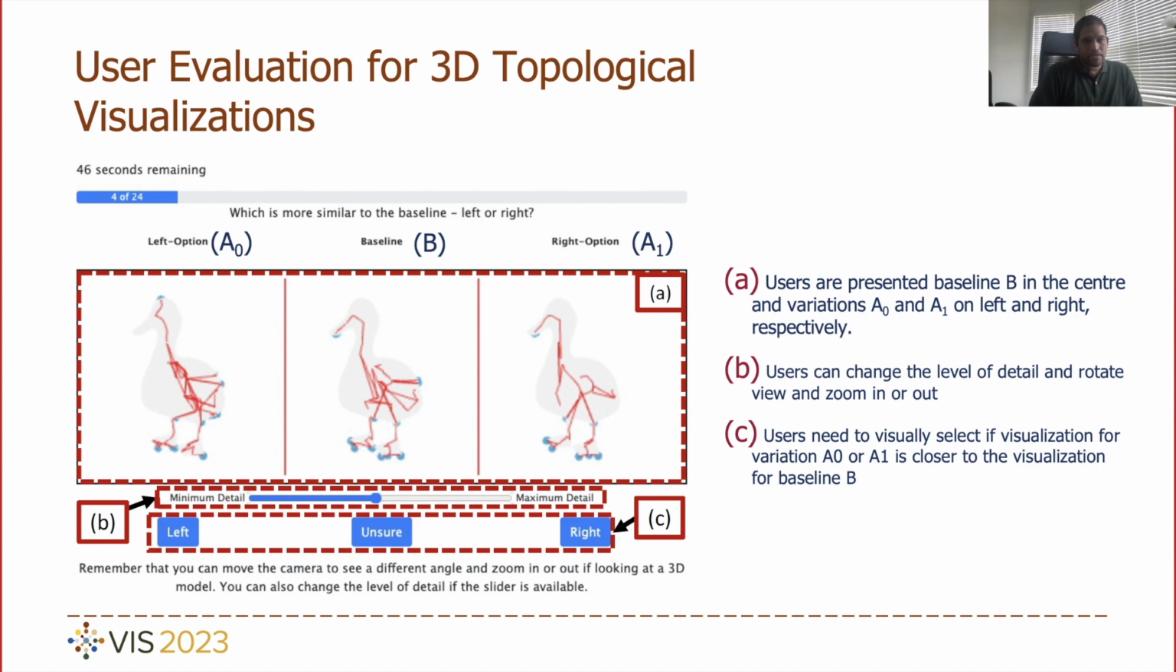We apply the same concept in 3D. So in 3D, we present a user with 3 visualizations with baseline B in the center and variations A0 and A1 on the left and right. Users can change the level of detail as described more in the paper, and they can also rotate the view and zoom in or zoom out. Users need to visually select which variation, A0 or A1, is closer to the baseline B, and if they are not sure, they can also select the unsure option in the panel C.